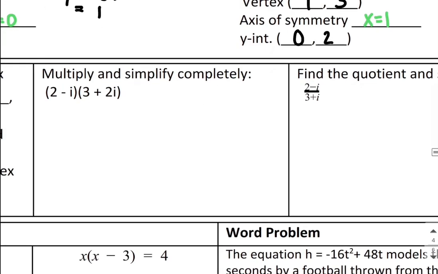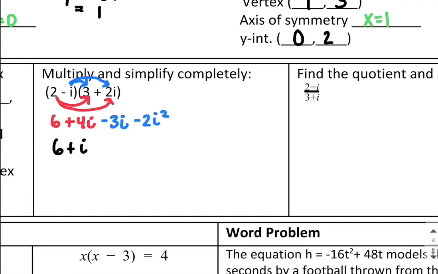So let's start by multiplying. If I wanted to multiply these numbers, it's exactly like I would multiply if I had x instead of i. I'm just multiplying everything in the left parentheses by everything in the right parentheses. So I'm starting with 2 times 3, which gives me 6. Then 2 times 2i, which gives me 4i. Then I would do -i times 3, which would give me -3i. And then -i times 2i, which would be -2i squared. And then I just simplify. So when I collect my like terms, I'm going to have 6 plus i, and then minus 2i squared.